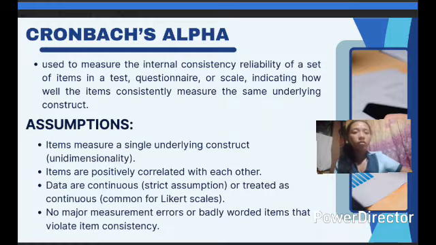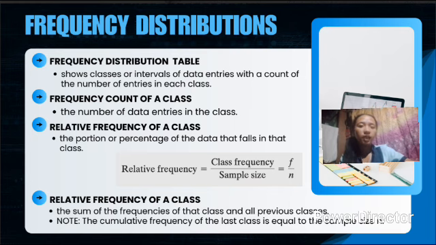Then, data are continuous, or under strict assumptions, treated as continuous, as in common Likert-type scales. So it is continuous in numbers. Next is no major measurement errors or badly worded items that violate item consistency.